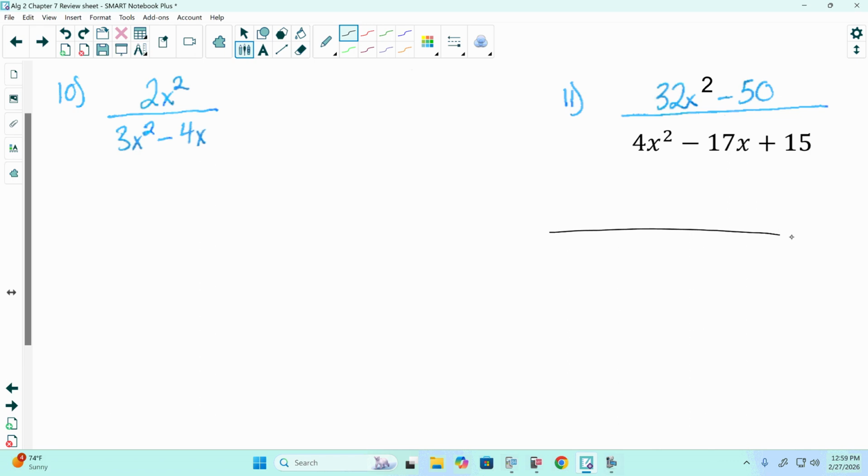Kind of, sort of. What would we do first on top? We factor out 2. It would turn 32 into 16. We still have the x squared minus 25. Is there a greatest common factor on bottom? No, but we can factor it. Some would probably rewrite it back out as 4x squared minus 17x plus 15. But since we can't factor out a greatest common factor, there's no reason to just go on and factor it.